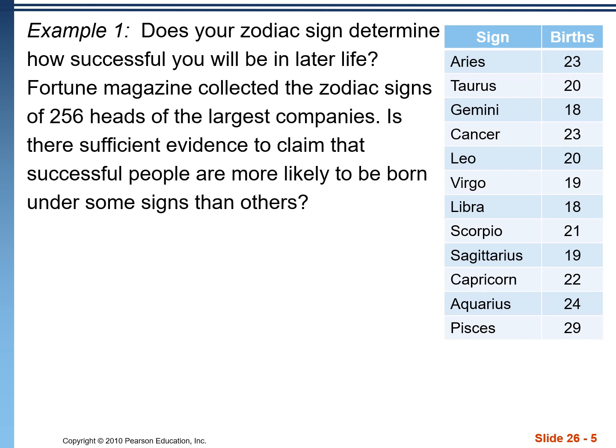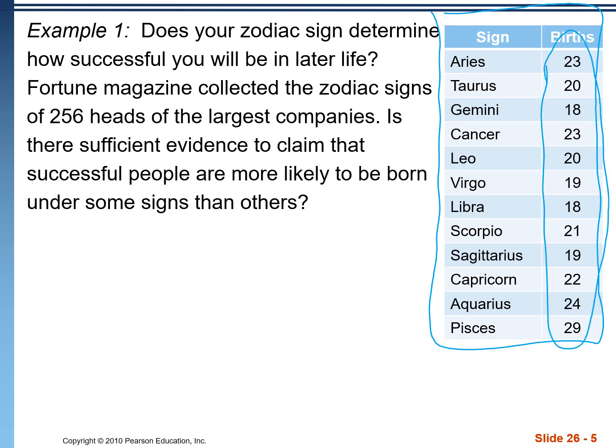Example 1: does your zodiac sign determine how successful you will be later in life? Fortune magazine collected the zodiac signs of 256 heads of the largest companies. Is there sufficient evidence to claim that successful people are more likely to be born under some signs than others? The way we'll identify something as a chi-square goodness of fit test is we'll be given a table like this. It's a table with just one column of values. Here we have signs, and then we have the counts of those signs over here.